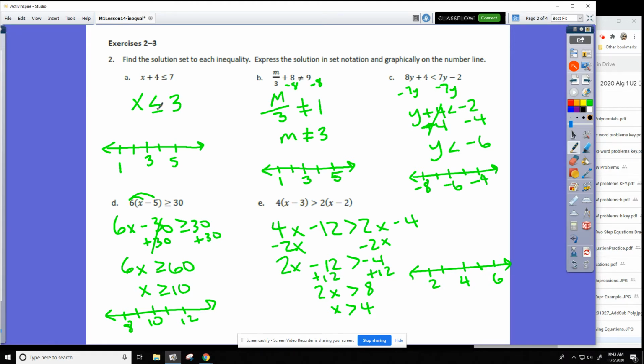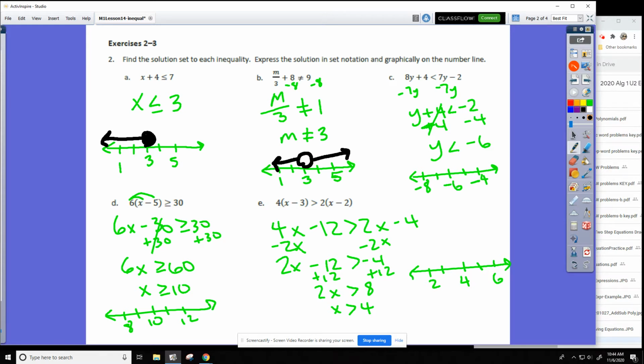So at 3, this is a closed dot because it has the equal underneath it, and it reads x is less than 3. If you are confused, what helps me is to read the inequality out loud. So x less than 3. So there's that one. This one is only one thing. M is not equal to 3. Sorry, m. So this is an open dot, but it could be any other number on the number line.